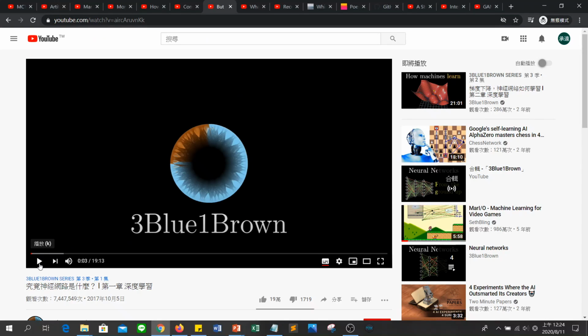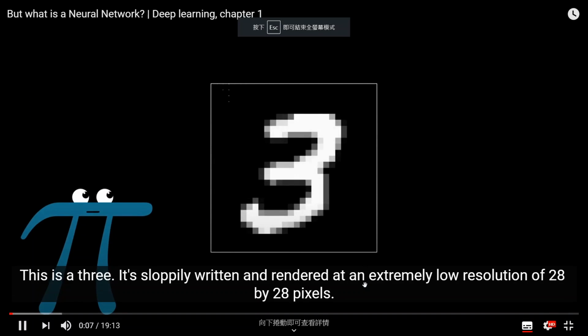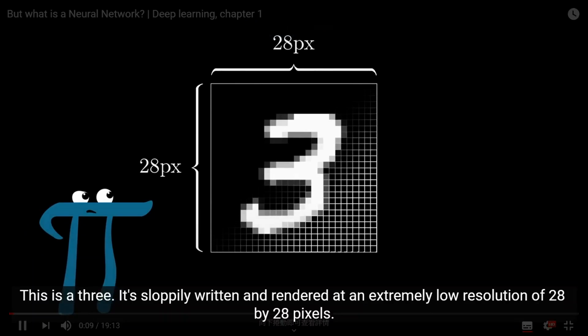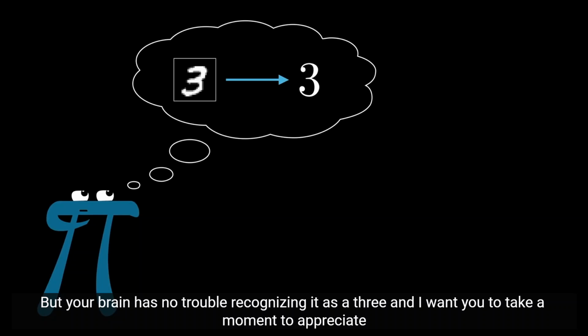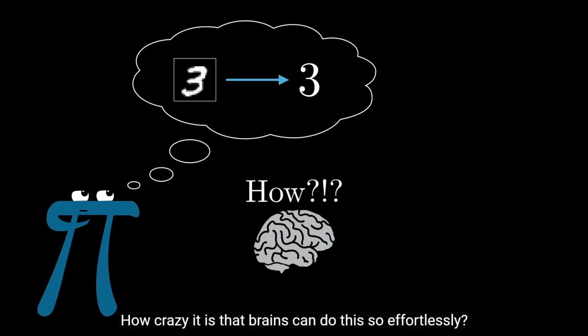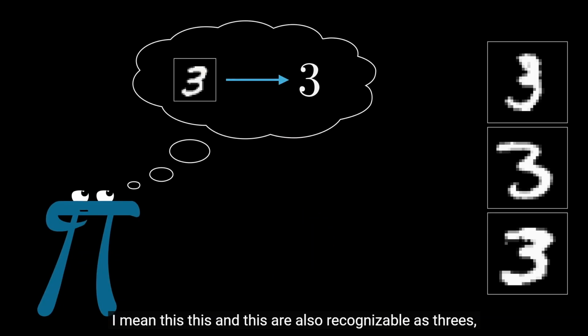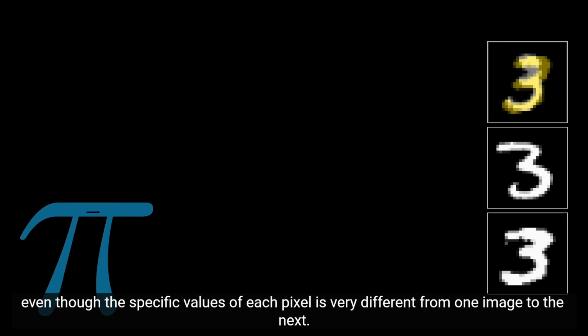And here we are. This is a 3. It's sloppily written and rendered at an extremely low resolution of 28 by 28 pixels, but your brain has no trouble recognizing it as a 3. And I want you to take a moment to appreciate how crazy it is that brains can do this so effortlessly. I mean, this, and this are also recognizable as 3s, even though the specific values of each pixel is very different from one image to the next.